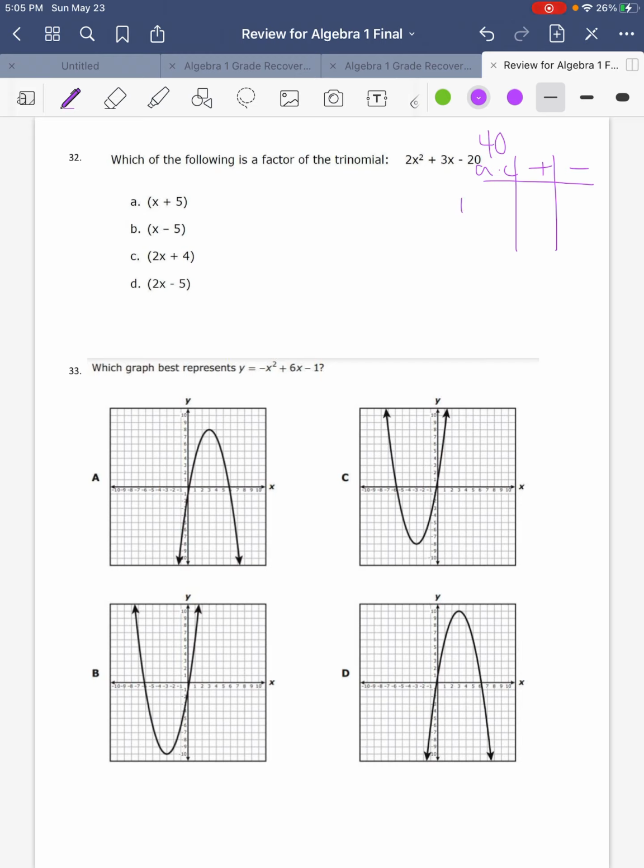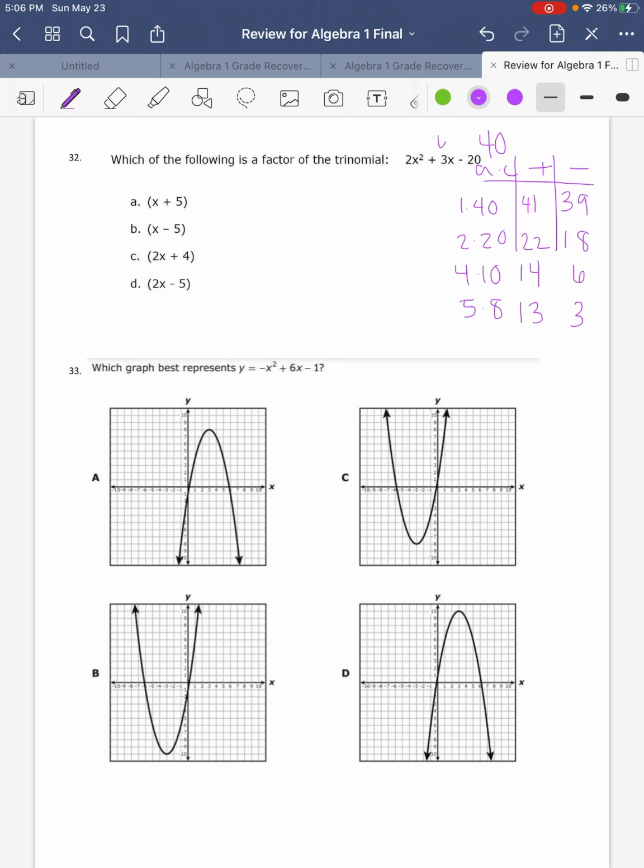Our factors of 40 are 1 times 40, 2 times 20, 4 times 10, 5 times 8, 6 times nothing, 7 times nothing, and then back to 8 times 5. So we've reached all of them. Add them together, I get 41, 22, 14, 13. Subtract, we get 39, 18, 6, and 3.